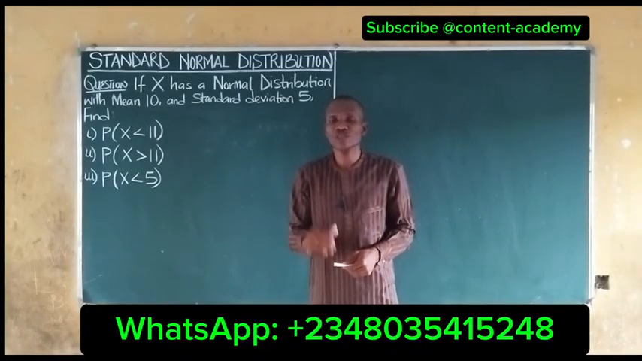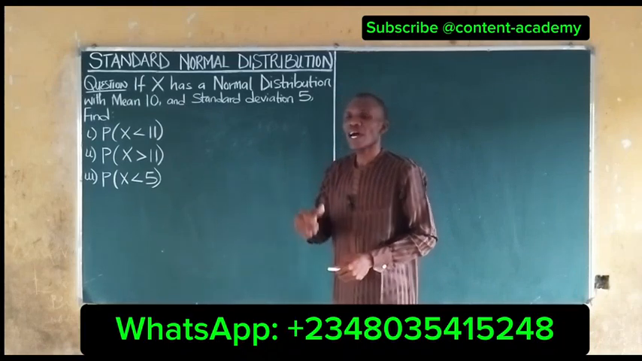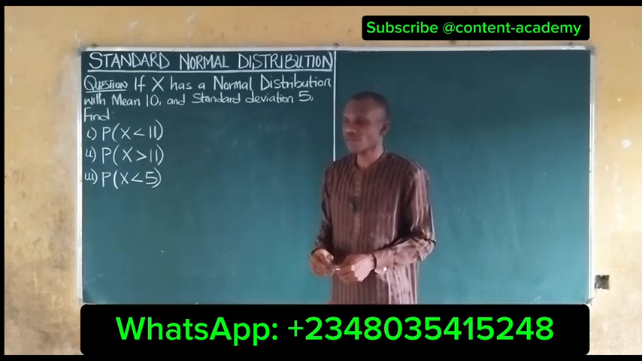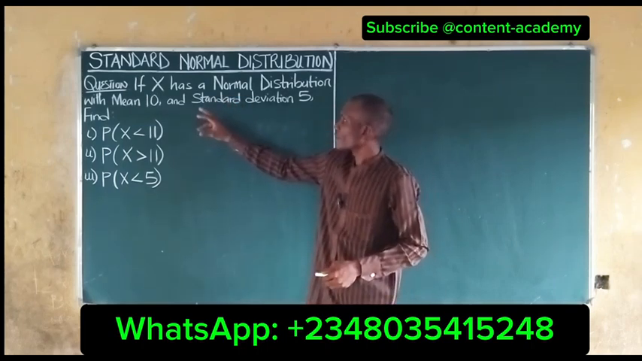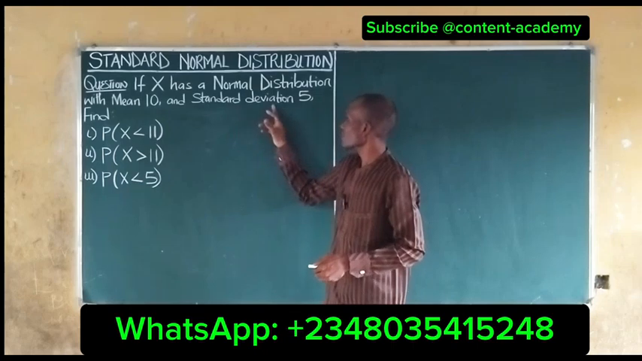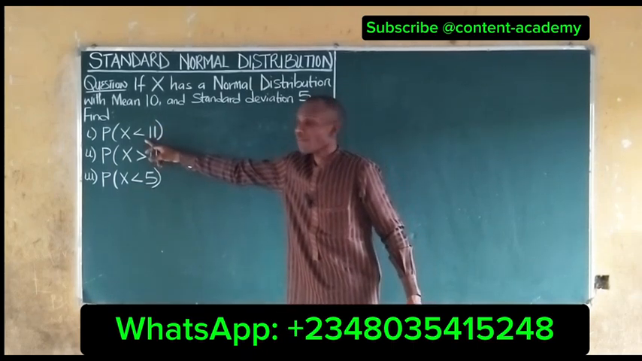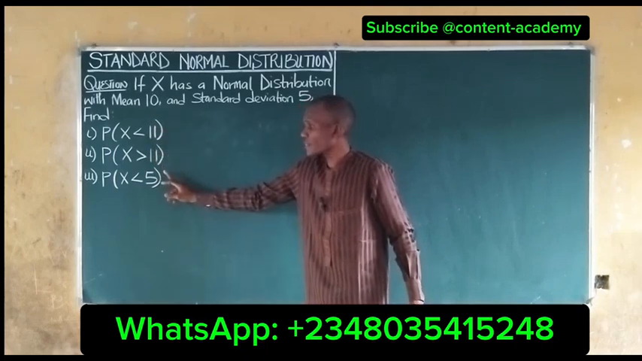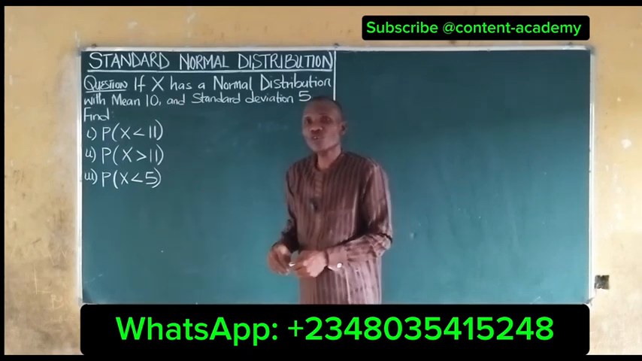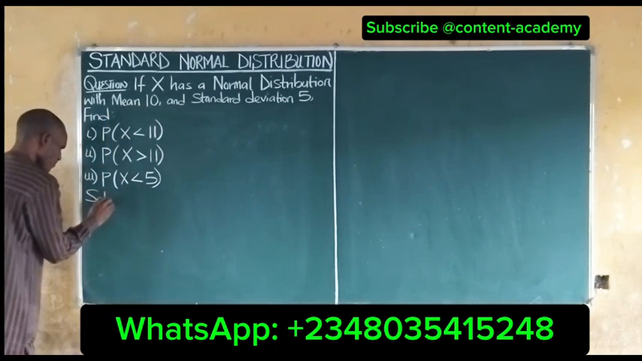In this video, we are to compute the probabilities for the normal distribution and also draw the associated symmetric curve. So we have a question here. If X has a normal distribution with mean 10 and standard deviation 5, we are asked to find this probability, and this probability, and this probability. All of these probabilities will also carry their individual curve. So, solution.